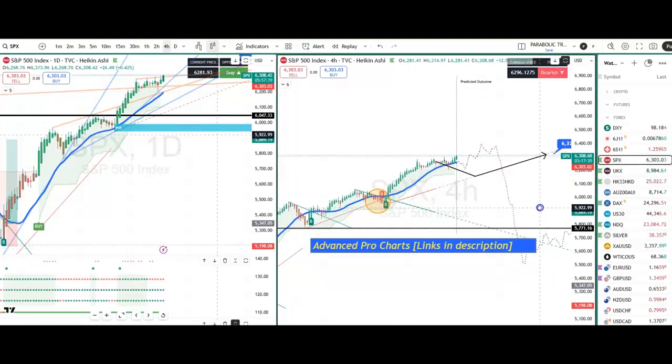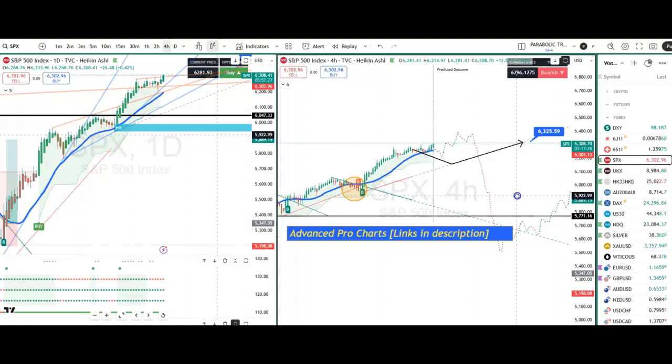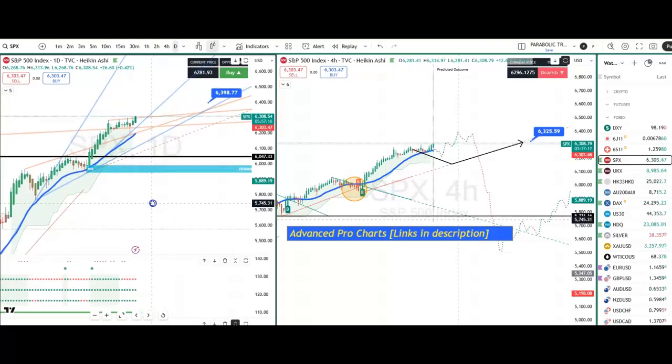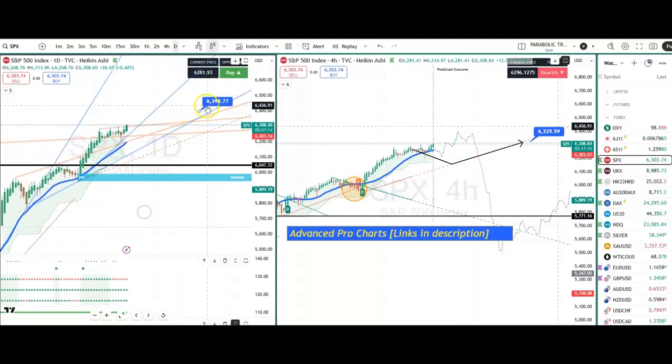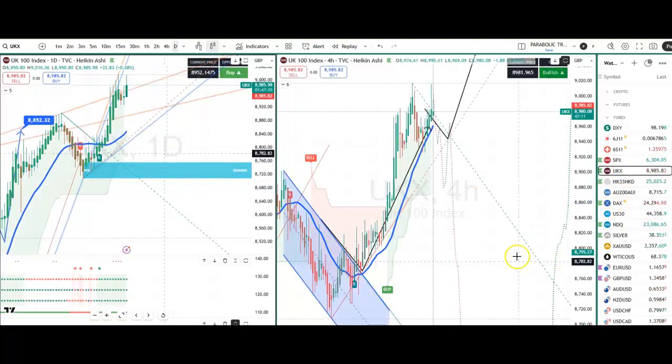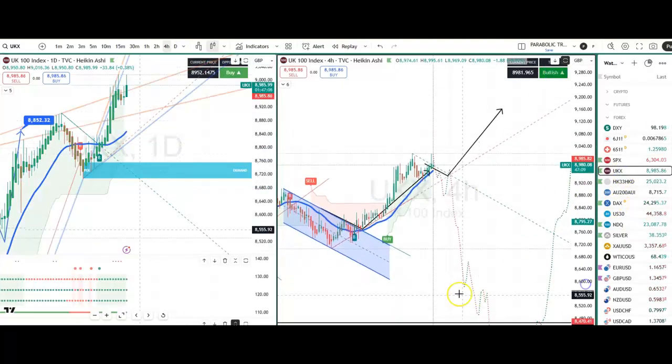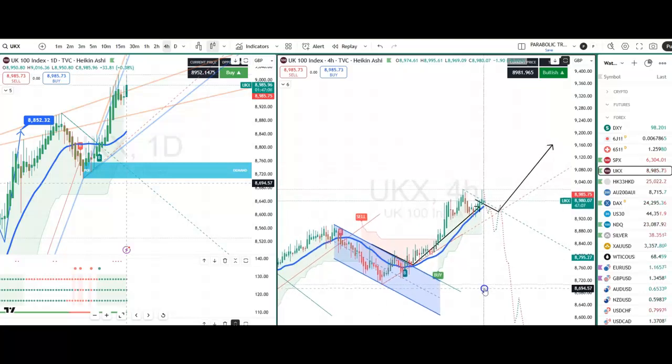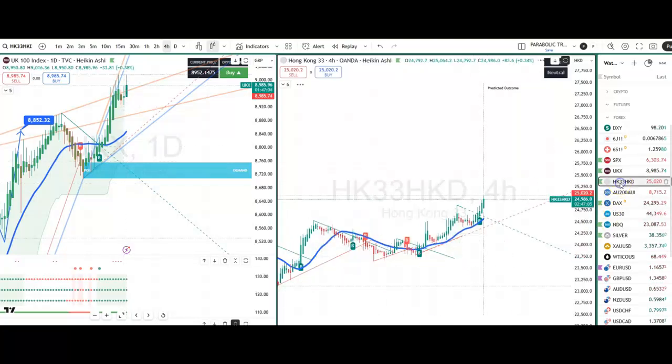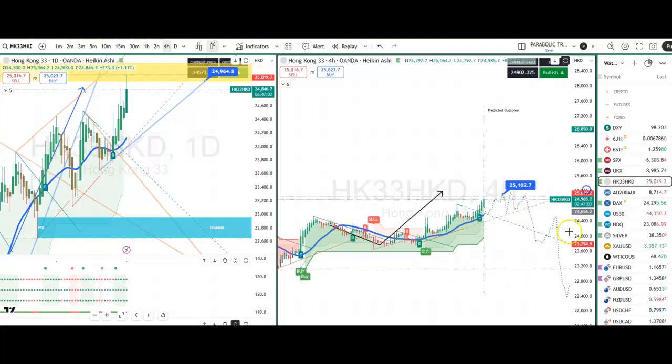S&P 500 looking strong. Has it hit our target? 63.25. May well have hit, or just about to hit our target, 63.25. But looking strong. 63.98 is the next target. FTSE 100 looking good, but not doing much. Markets are, oh, that looks nice. There we go. Let's do some calculations.